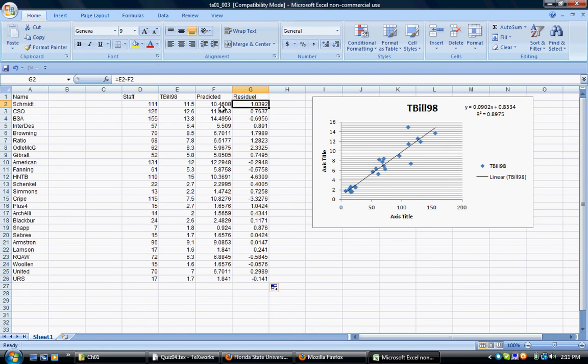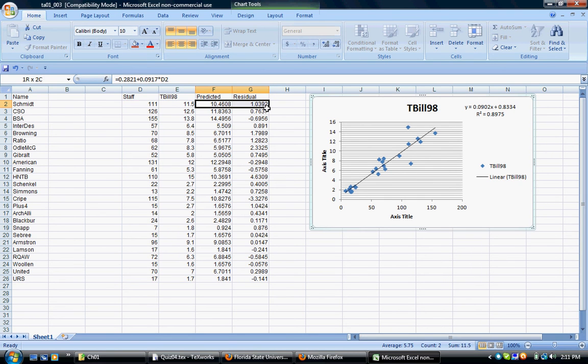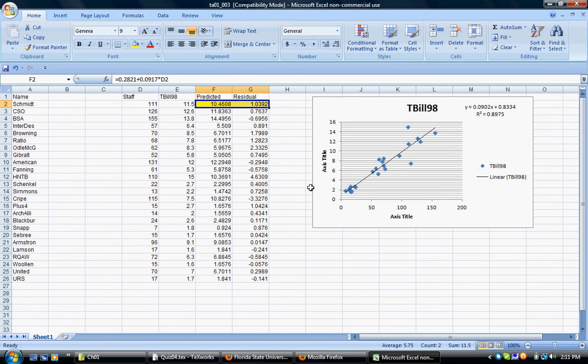I misspelled residual. Okay. So that's basically what they asked for. They asked for this and the prediction error. And from there you should be able to infer how accurate it was. Well, it was accurate within 1.0392. It was that much off.